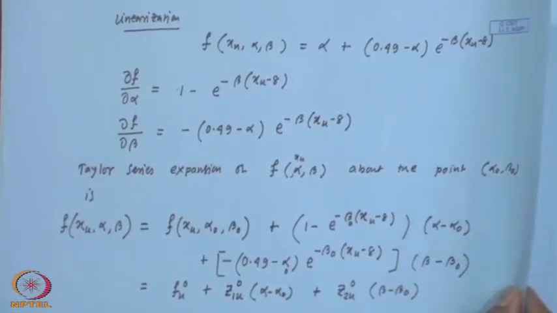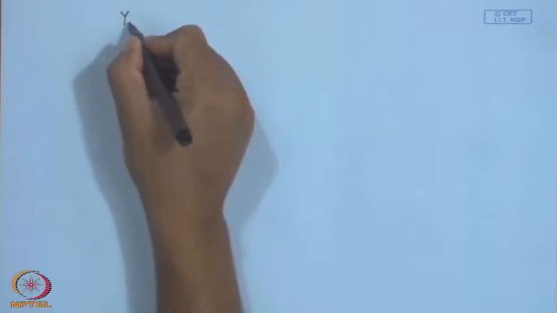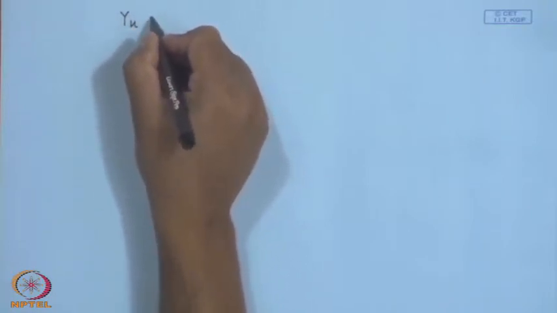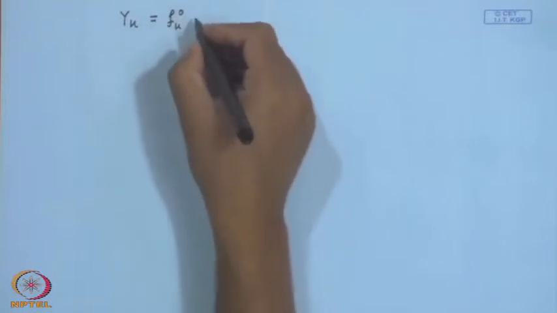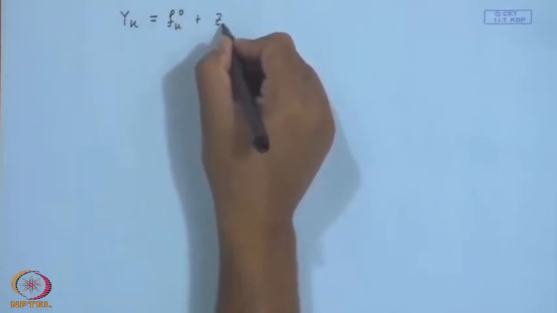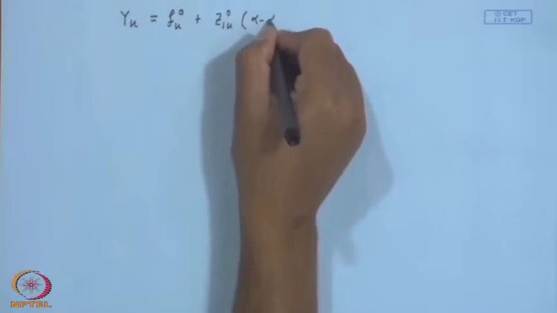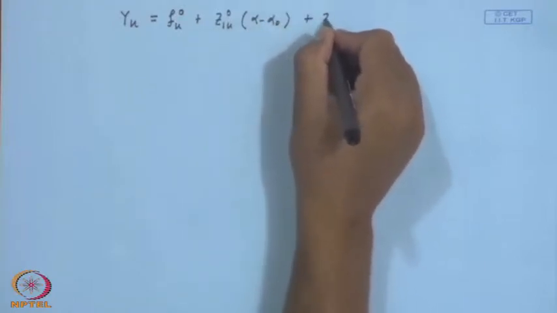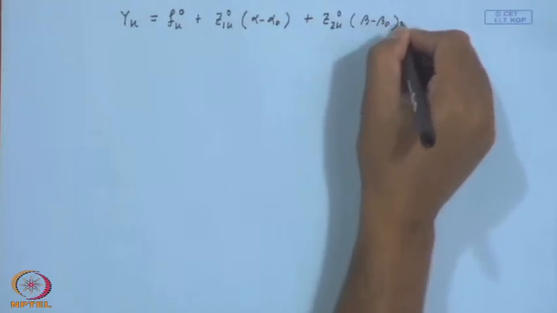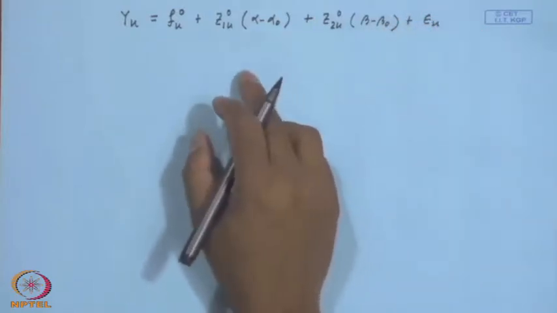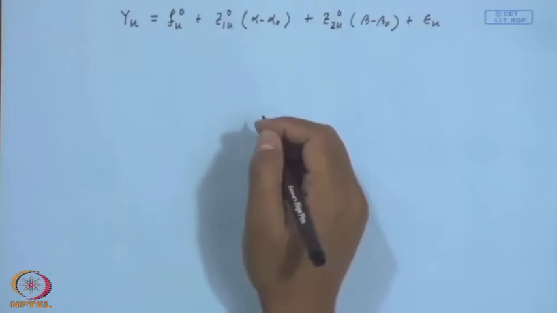Well, YU can be written as FU naught plus Z1U naught into alpha minus alpha naught plus Z2U naught into beta minus beta naught plus epsilon U. So, this is the original model, which now becomes a linear model here.